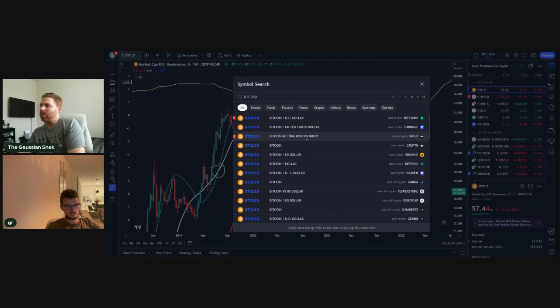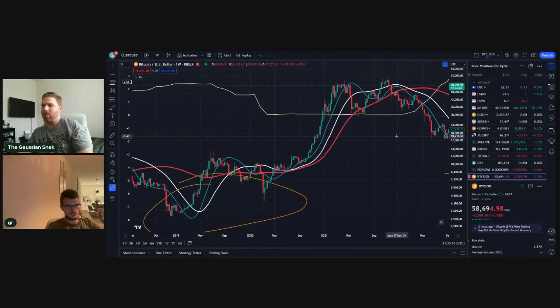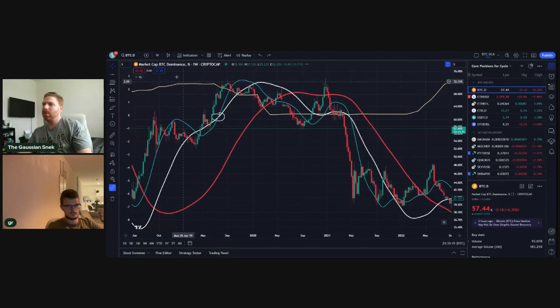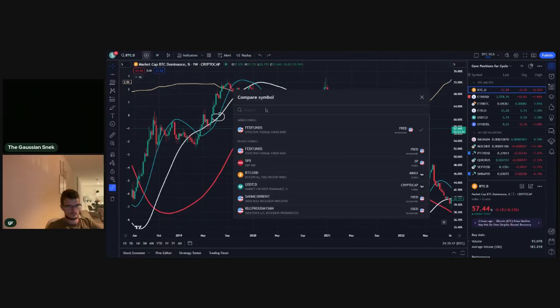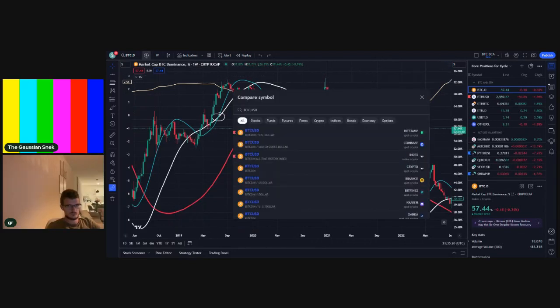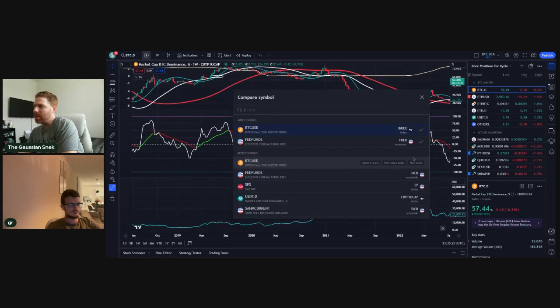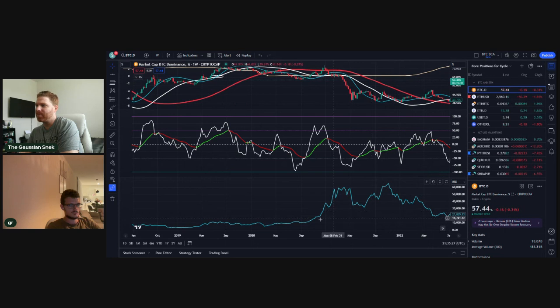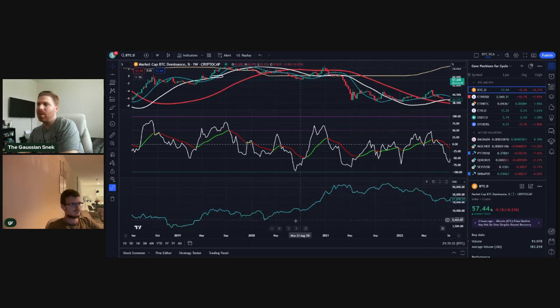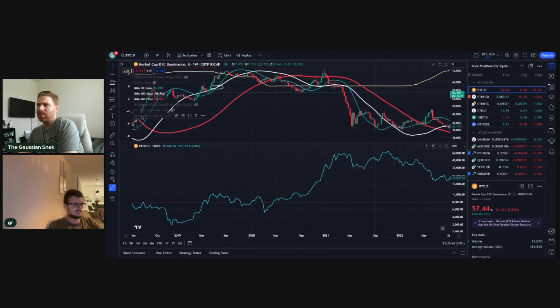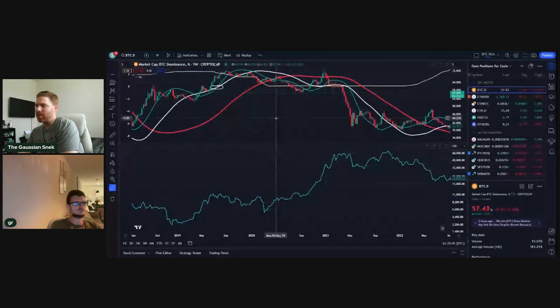Let's do a new pane. Okay, this is Bitcoin price. What was Bitcoin doing at that time? It's logarithmic. Turn this thing off. Okay, that was a lot going on here.